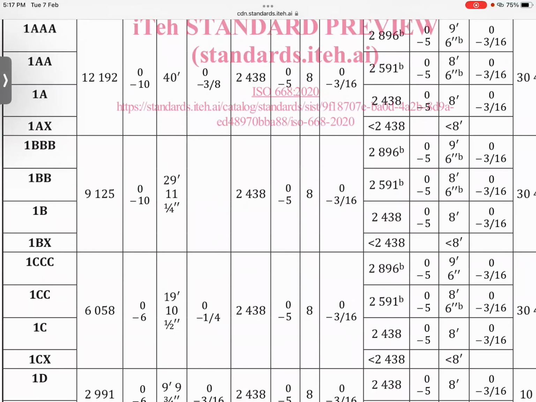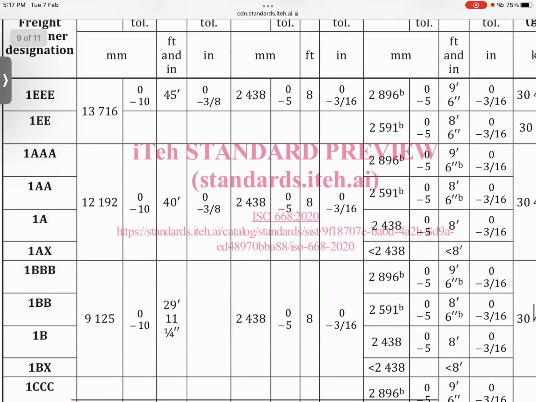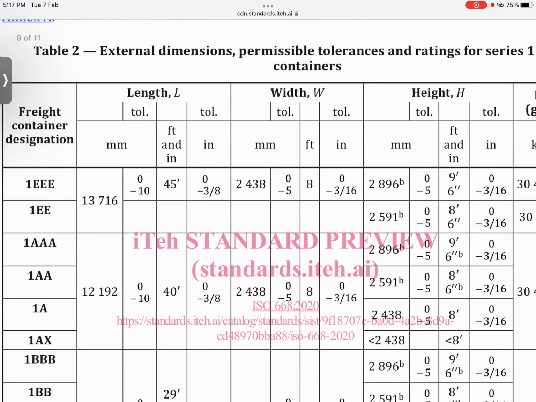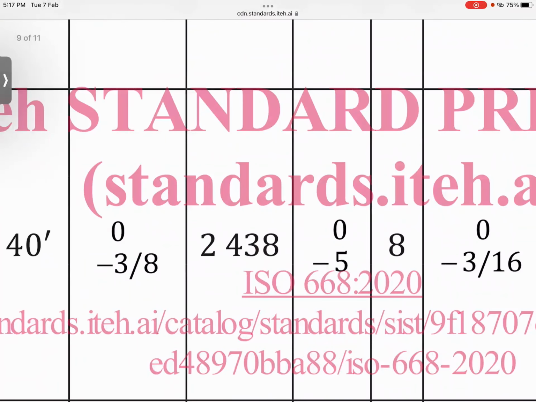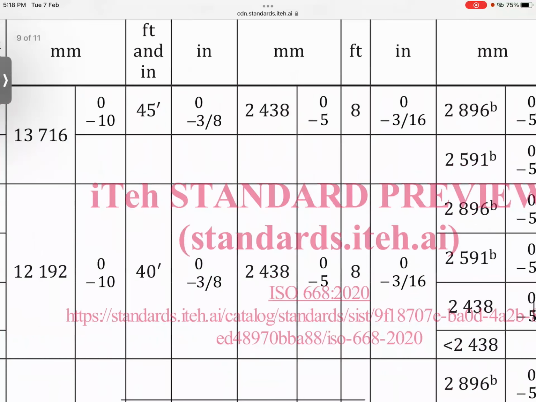There was a small amount of tolerance given. It is not that you should be correct to the last mm. If you see here also in the width, you see -5, meaning 5 mm deflection is allowed. It cannot be plus, it can be minus. This much tolerance is allowed. You can make your container 0.5 centimeter smaller, right? You can make it 5 mm smaller.